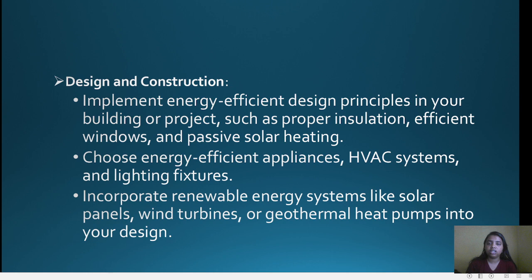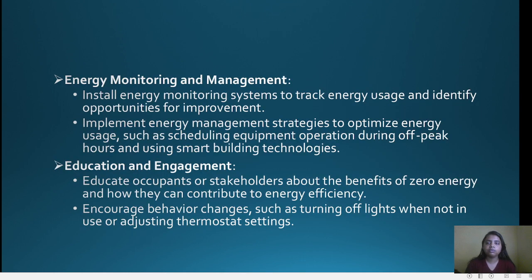Design and construction. Implement energy efficient design principles in your building or project, such as proper insulation, efficient windows, and passive solar heating. Choose energy efficient appliances, HVAC systems, and lighting fixtures. Incorporate renewable energy systems like solar panels, wind turbines, or geothermal heat pumps into your design.